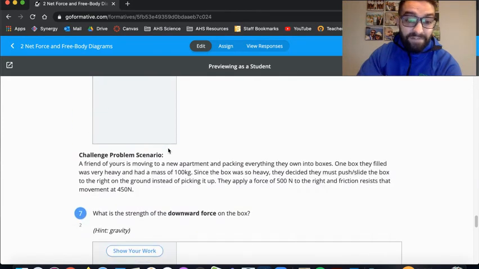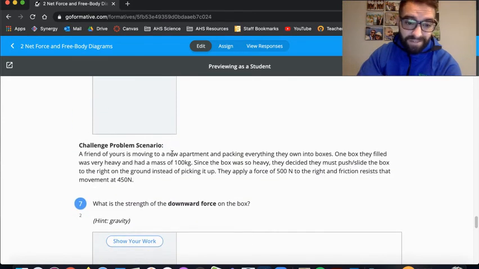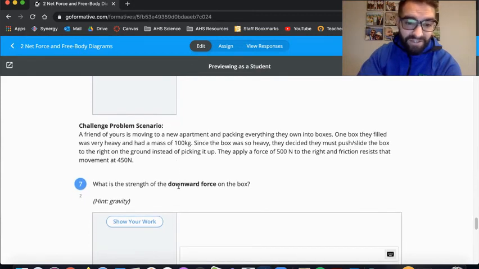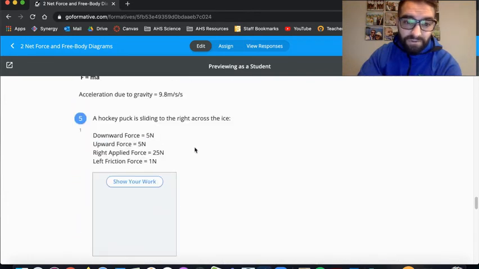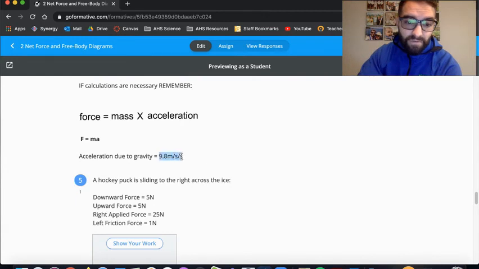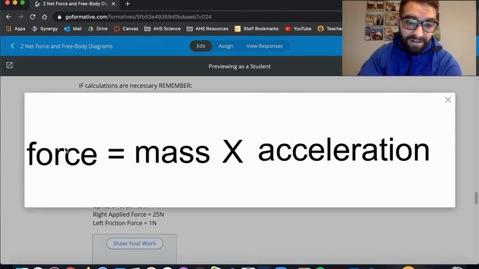And then I'm giving you a challenge problem and just a couple hints. What is the strength of the downward force? This is the force of gravity. I don't give it to you in the scenario, but I do give you a piece of information that you should be able to use with your acceleration to figure out the force. If I give you a mass, you know the downward acceleration is 9.8, so you should be able to calculate the force.